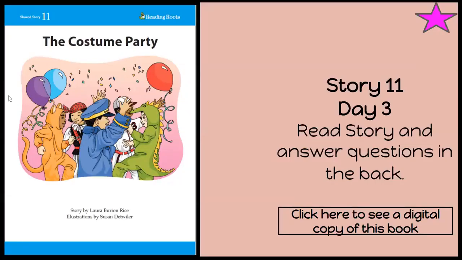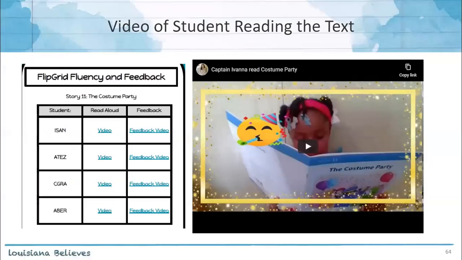All right. So after the live meeting, dressed in costumes, students would then read The Costume Party asynchronously and in analog format. They are directed to practice as much as they like for expression and fluency, and then read into Miss Beal's Flipgrid. Let's take a look at Captain Ivana.